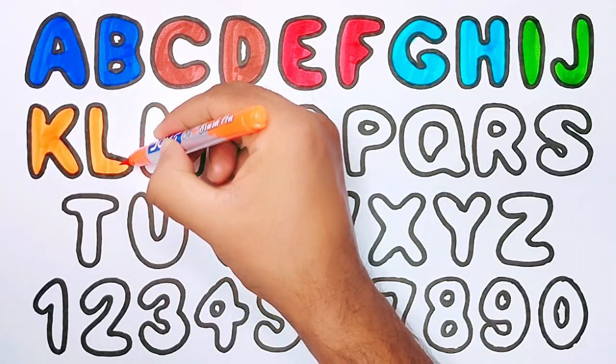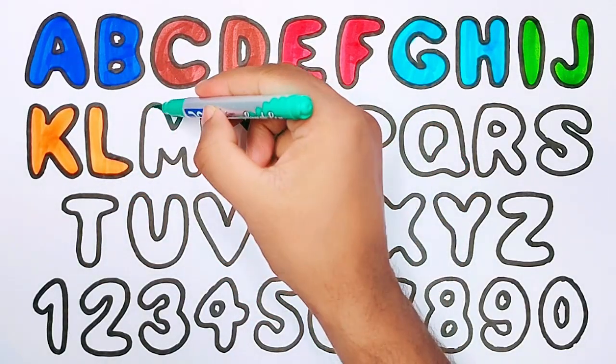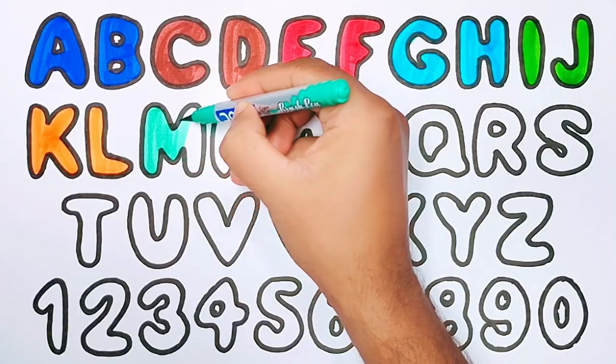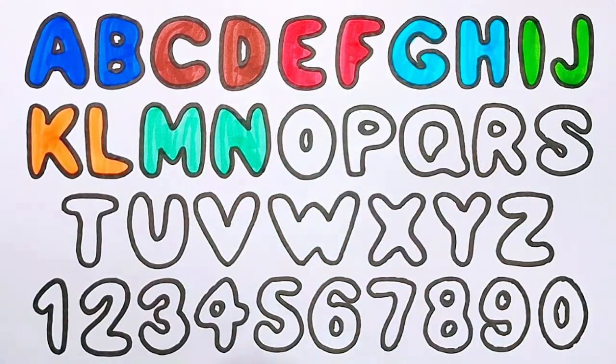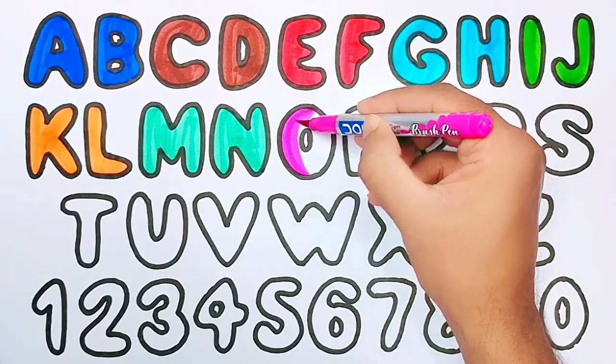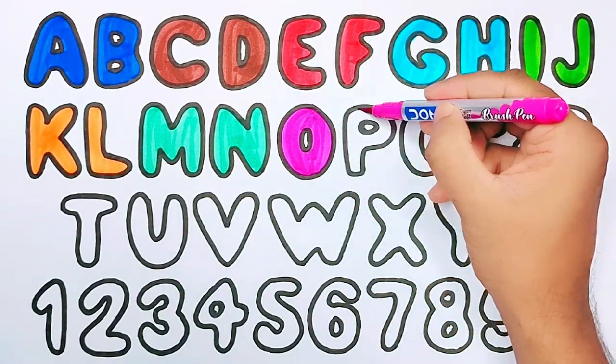L for lemon. Sea green color. M for mango. N for net. Pink color. O for onion.